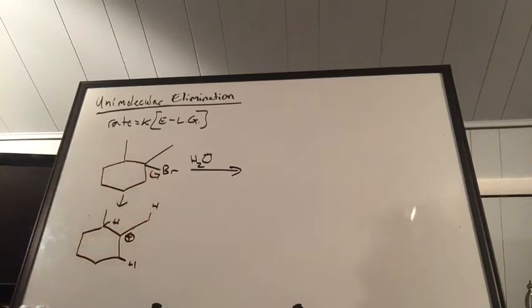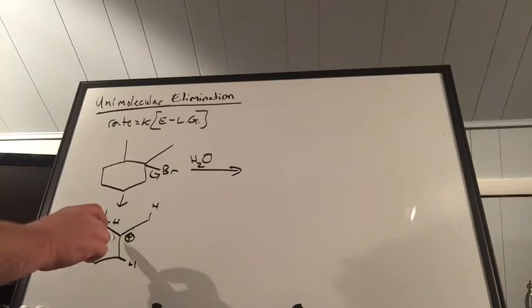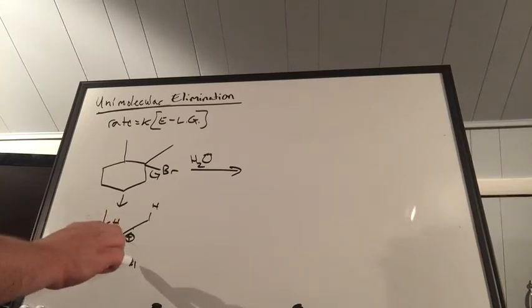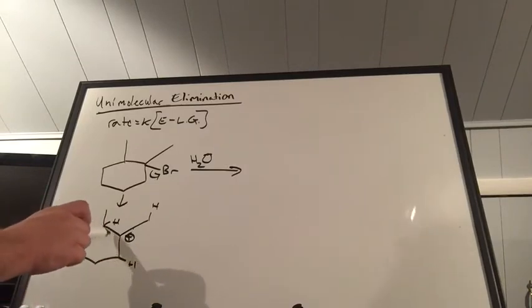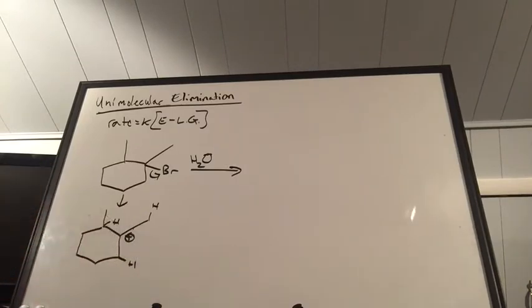And we don't have the world's strongest base here with water, so we have to weigh our options. We could form a double bond right here by removing this hydrogen. We could form a double bond here by removing this hydrogen. We could form a double bond here by removing this hydrogen. So in essence, you could form 3 different products. Now, we'll weigh our options here.